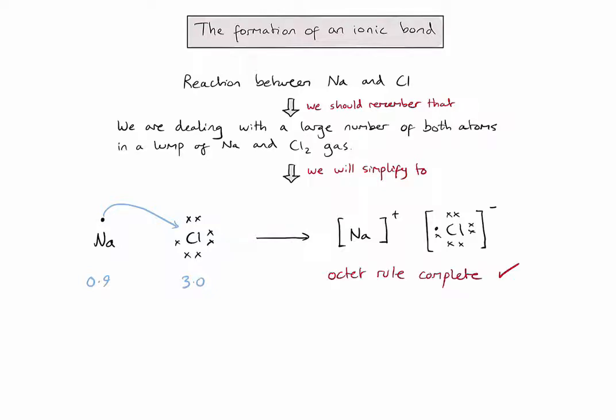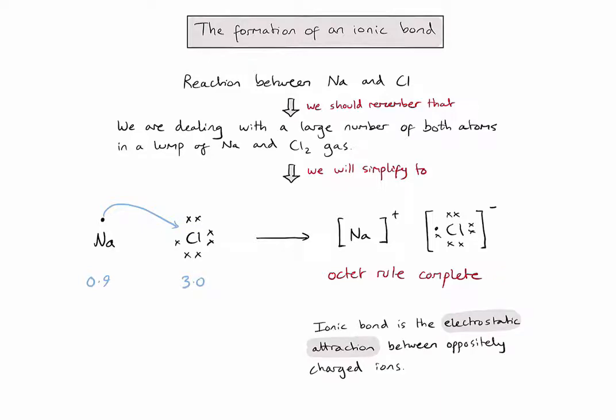Importantly, the resulting system that I've produced is now also very stable, and that's because I've produced 2 oppositely charged ions, and these 2 ions will electrostatically attract each other in what we call an ionic bond. So technically the ionic bond is the electrostatic attraction between oppositely charged ions. And the key part of this definition is the electrostatic attraction.